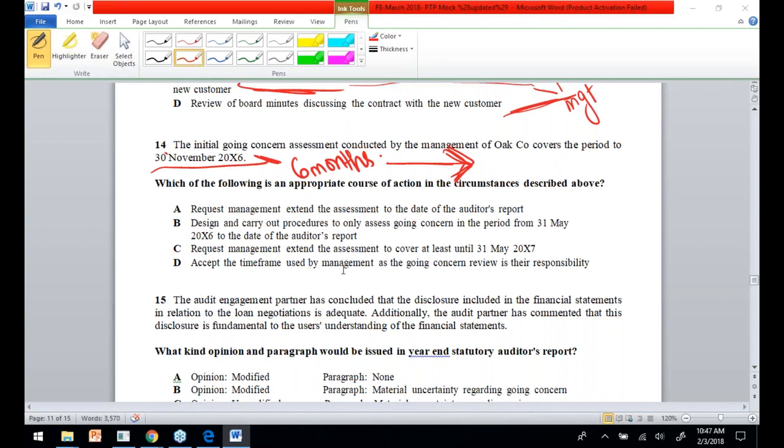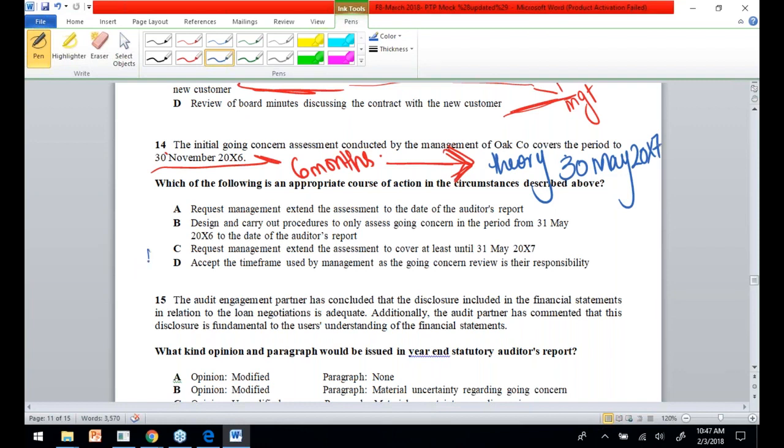This is guided by a standard. And the standard is that the auditor should make a going concern assessment for the next year, 12 months, for the upcoming 1 year. If you knew this theory, then you don't even have to look at the options. You know that the going concern assessment should cover the period up until 30th May 2007, 1 year from the year end.